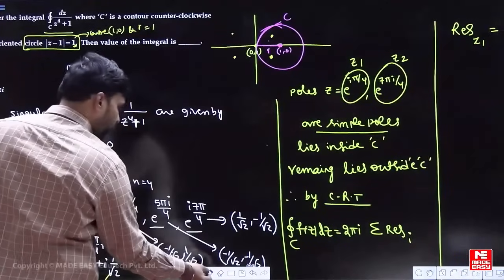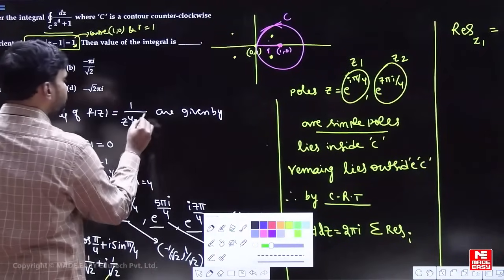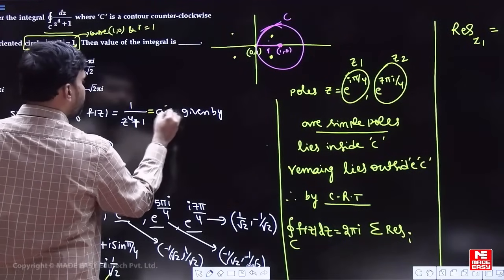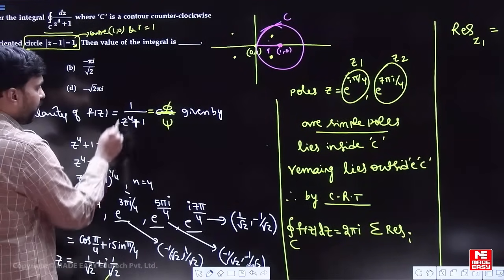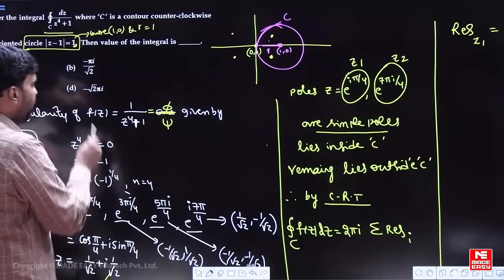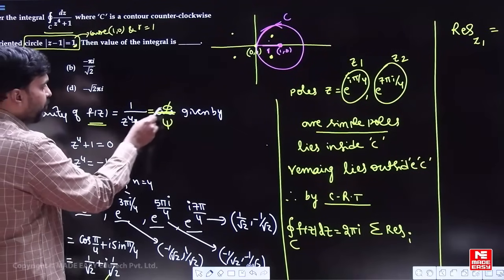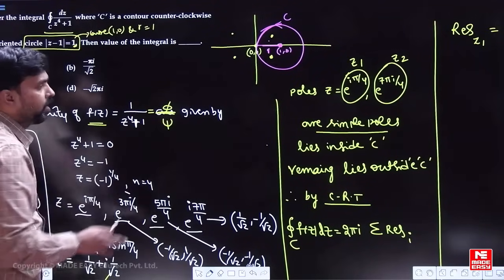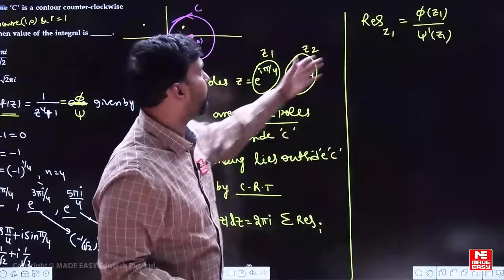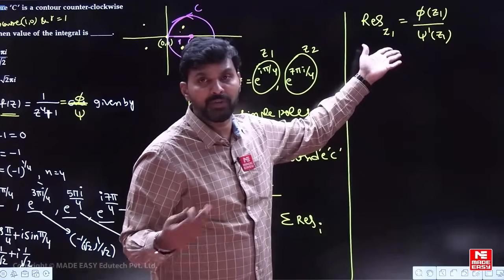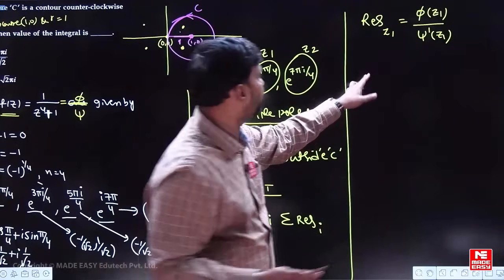But who is phi and psi, you know that? This function can be understood as phi by psi. If the given function is in the form of phi of z by psi of z, and if z is a simple pole, then the residue at the simple pole is given by this formula. I think everyone knows this formula. I need not tell it.